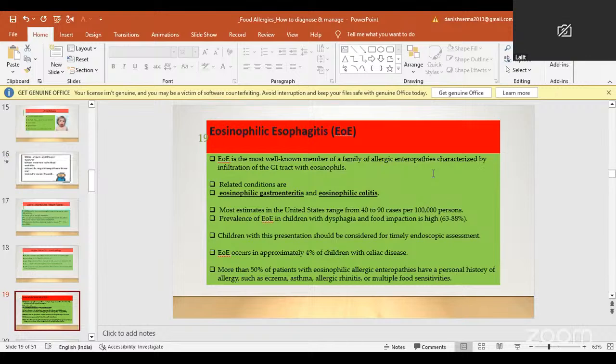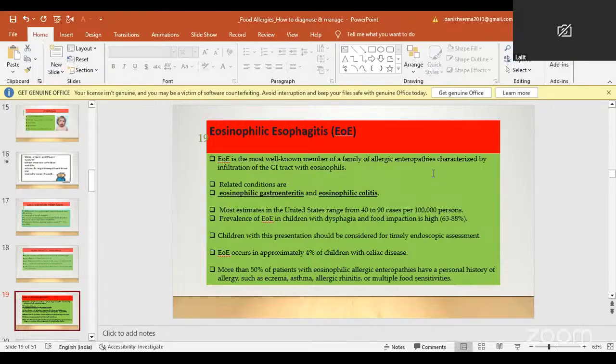Now there's something called eosinophilic esophagitis. EOE is something which is called disease of the West, but I don't know why. While training in Canada, I had a lot of patients of Indian origin, but I don't see them much here. I've not seen a single child with EOE. EOE is a well-known member of the family of allergic enteropathy, which is characterized by GI tract infiltration with eosinophils. So a lot of eosinophils just get into the esophagus. It can even cause gastroenteritis and can cause colitis in the form of blood in stool or diarrhea. Most estimates in the US range from 40 to 90 cases per 1 lakh people. So that's quite a good number.